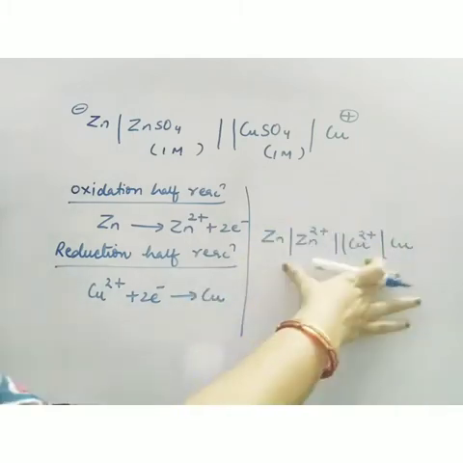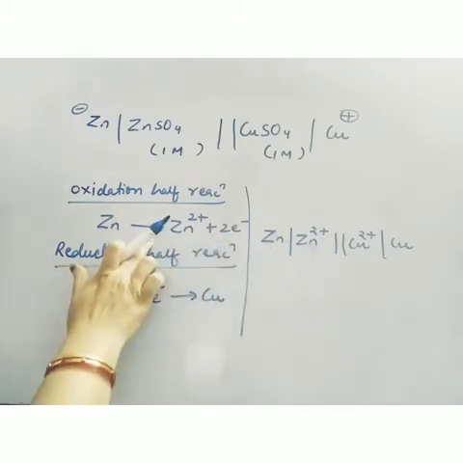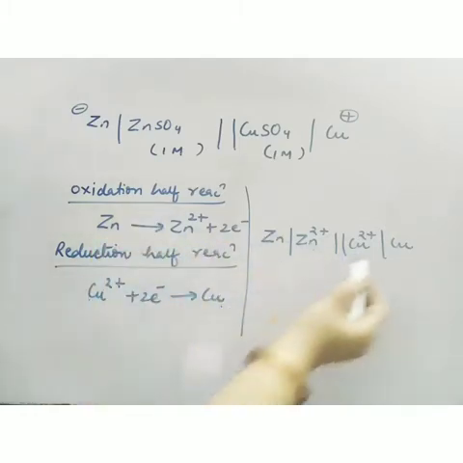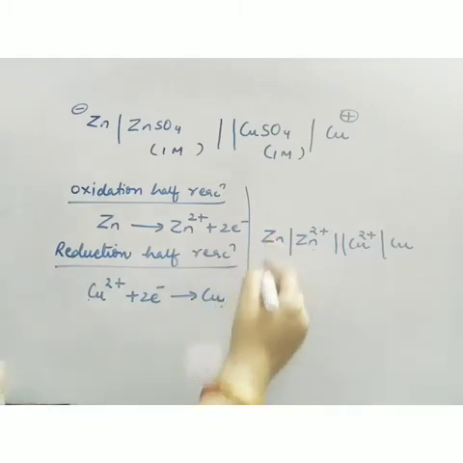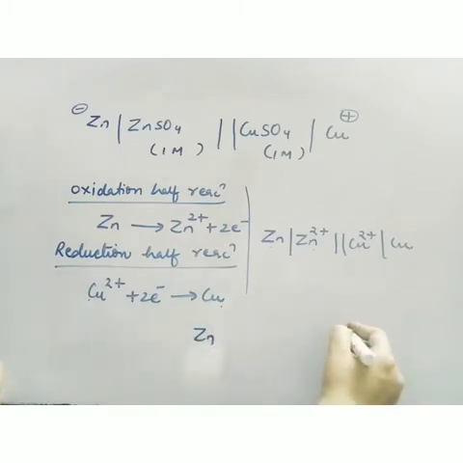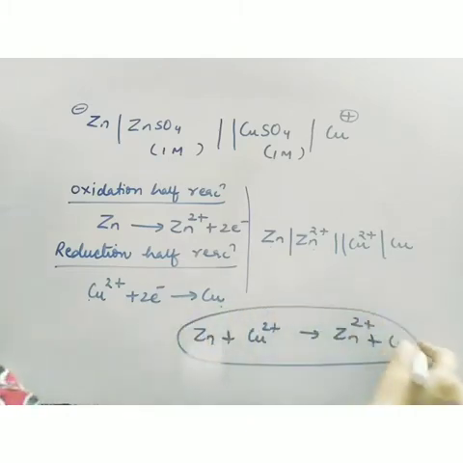This cell representation also gives us the knowledge of the reaction taking place inside the cell. Zn is changing to Zn2+ and Cu2+ is changing to Cu. So if I know the cell representation, I can write the oxidation half reaction, I can write the reduction half reaction, and finally I can write the full cell reaction. What will be the full cell reaction here in this case? First Zn is changing to Zn2+. Then Cu2+ is changing to Cu. So this is my entire cell reaction.